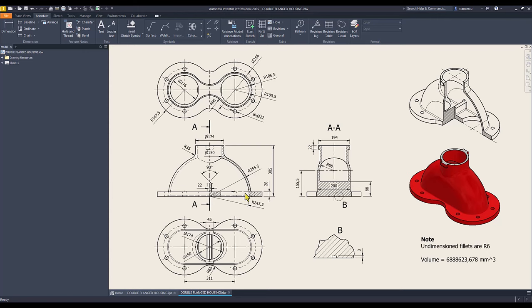We start by creating this volume, this one, by using this dimension, 155.5, for a circle placed here with a diameter of 200. Let's do this.